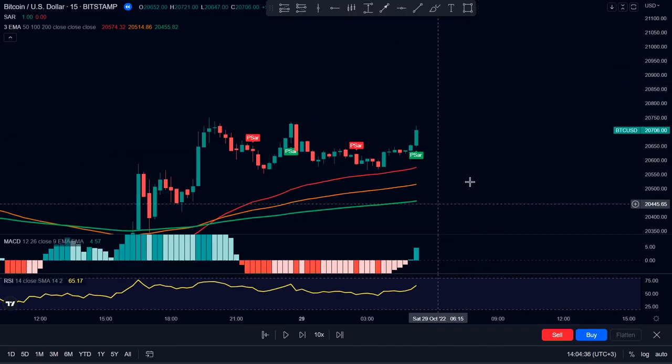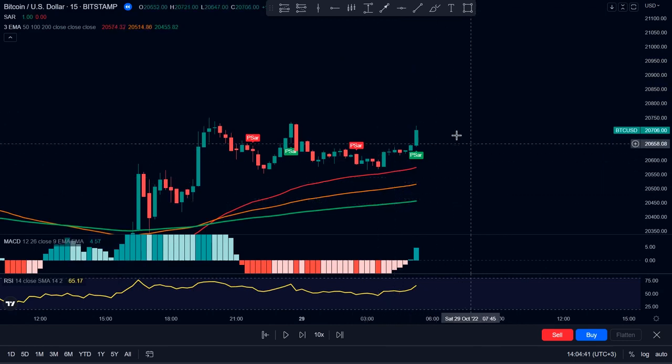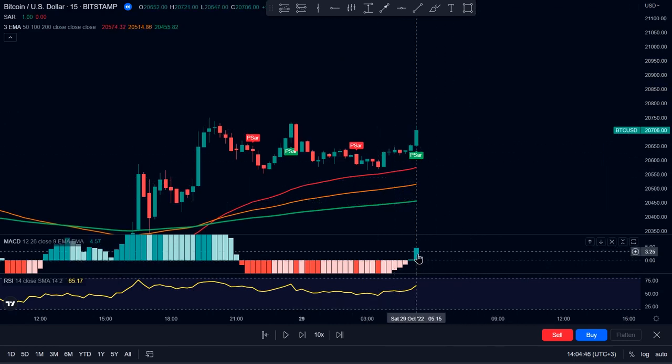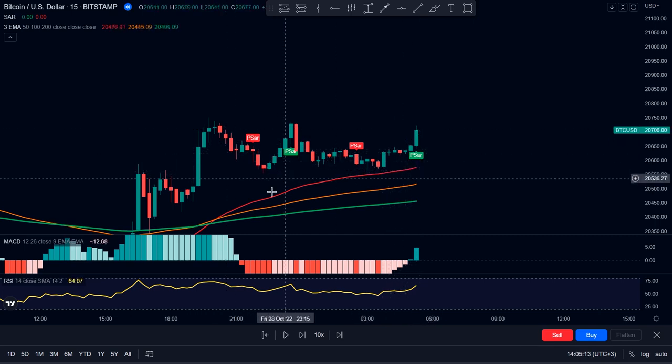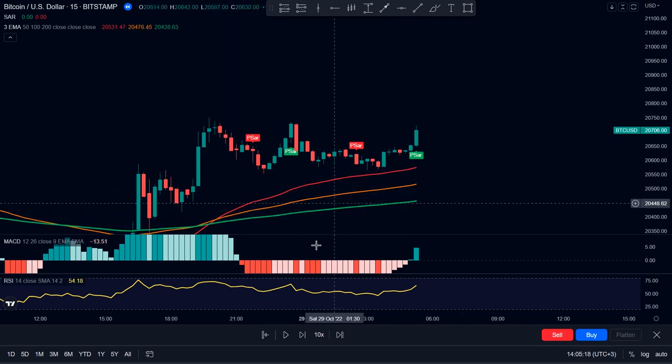Now here is another example. As you can see here, the MACD histogram was colored dark green. The parabolic SAR indicator printed this green label on this candle which opened and closed above this red EMA. Lastly, we see that the market was in a bullish trend and the RSI never got into the overbought level since the beginning of this bullish trend.